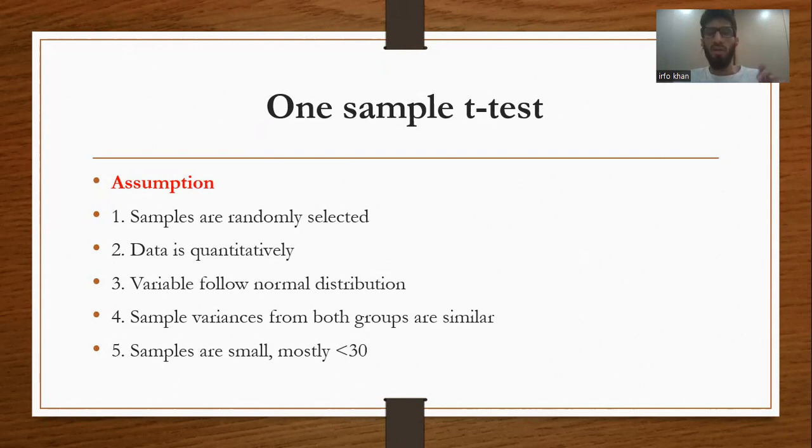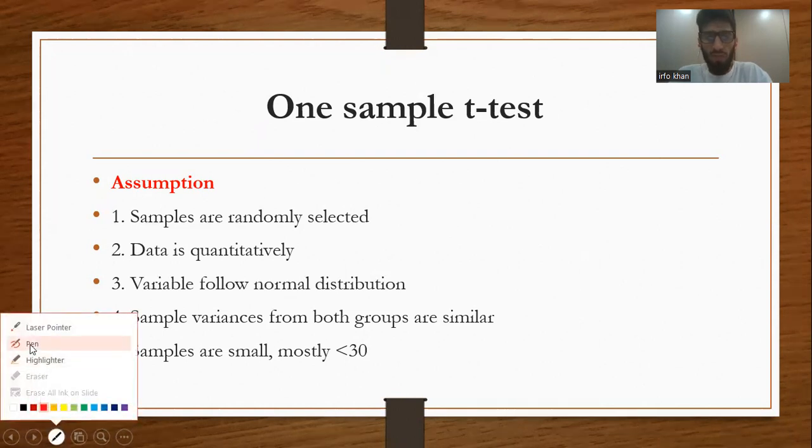The fourth one is that the sample variances from both groups are similar. If we have the sample and the population, the variance between these groups must be similar. And the fifth one is that the sample is small, mostly less than 30. But nowadays, this was actually an assumption from when there was no SPSS software. Luckily, we now have SPSS software, and SPSS does everything for us.